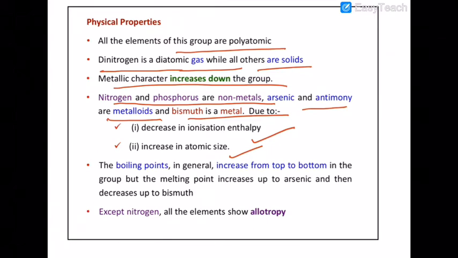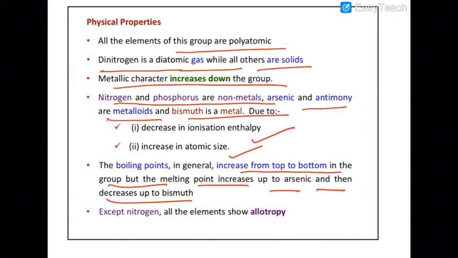The boiling point in general increases from top to bottom in the group. For the melting point, there is no regularity: the melting point increases up to arsenic and then decreases up to bismuth. So that's a point you have to remember.